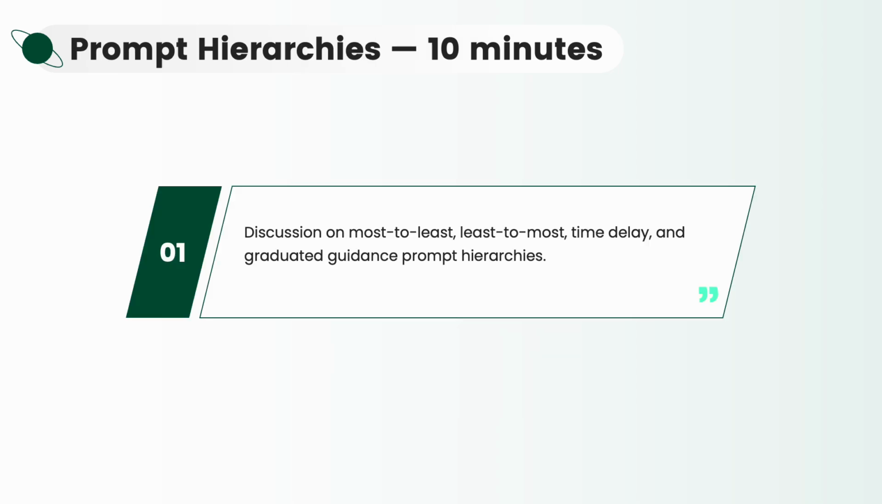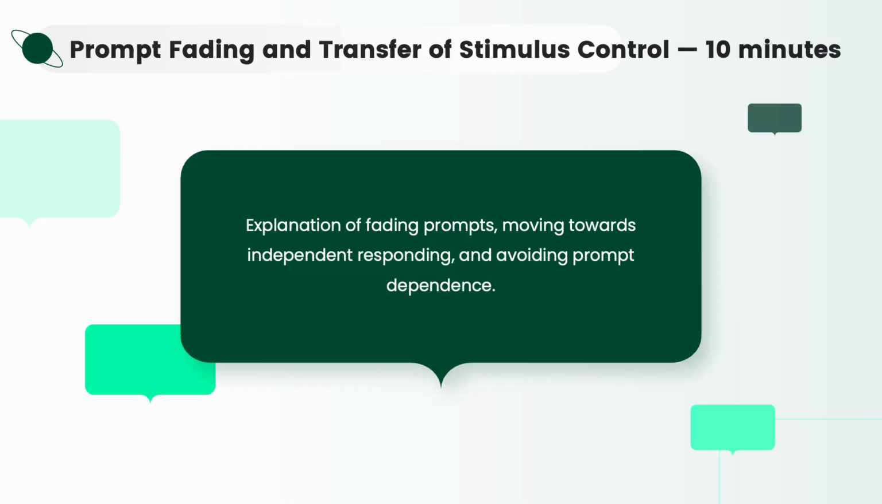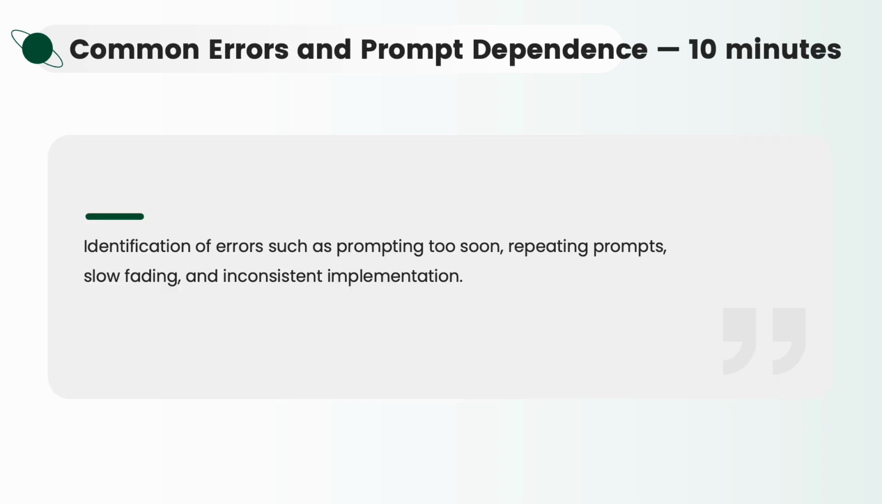We'll discuss most to least prompting, least to most prompting, time delay, and graduated guidance prompt hierarchies. We'll then discuss prompt fading and transfer of stimulus control. This includes an explanation of what prompt fading is, including moving towards independent responding and avoiding prompt dependency overall. Next, we'll take a deeper look at prompt dependency, including identification of errors such as prompting too soon, repeating prompts, slow fading, and inconsistent implementation.